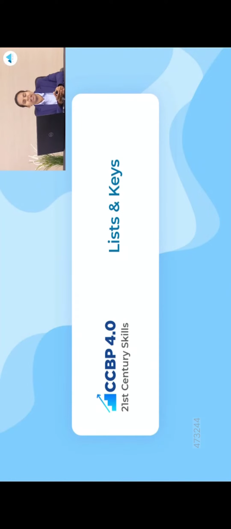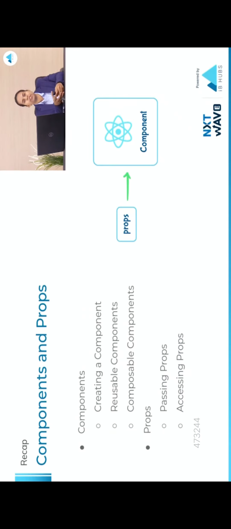About lists and keys. Firstly, let's recap. In the previous session, we understood about components. We have seen how to create a component. Then we understood that components are reusable. We also understood that components are composable. That is, we can make use of one component in another component, right?